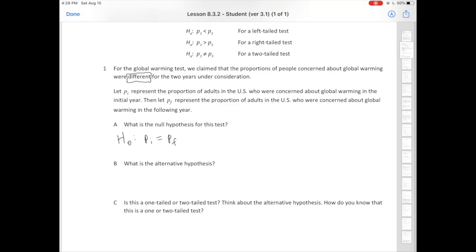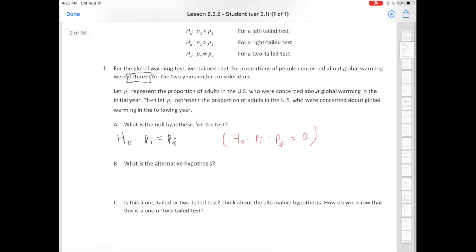Yes, you always put an equal sign for the null hypothesis. That's true in every hypothesis test that we ever do in this class. So if your null hypothesis does not have an equal sign, you're doing something wrong. Now, just so I can show you an alternate way of doing this, in red, you could have also written Pi minus Pf equals 0. That's just another way of writing this, but they mean the same thing.